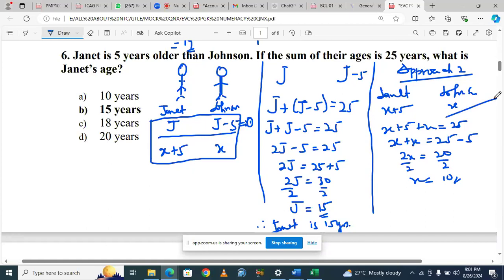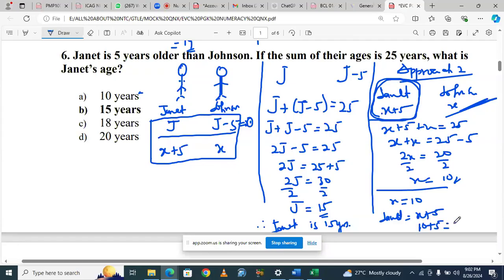Many people, when they solve it, just give one answer. And you say, when you find it, it's 10, so I say, okay, you know you are wrong. According to the question, Janet is 5 years older than... Janet is, according to the expression here, x plus 5. So say x equals 10. Then Janet, who is x plus 5, is 10 plus 5, which is equal to what?